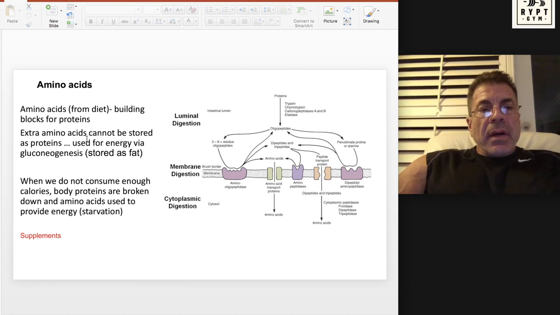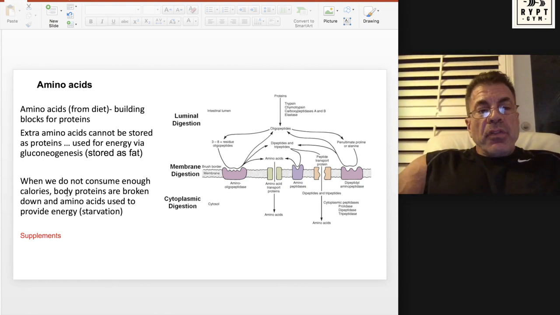If we have excess amino acids, they are not stored as proteins. They're actually either used as energy, so through a process called gluconeogenesis, proteins can be converted to glucose and be used for energy, or if they're not being used, then they'll get stored as fat. So even if we eat too much protein, it'll be stored as fat.